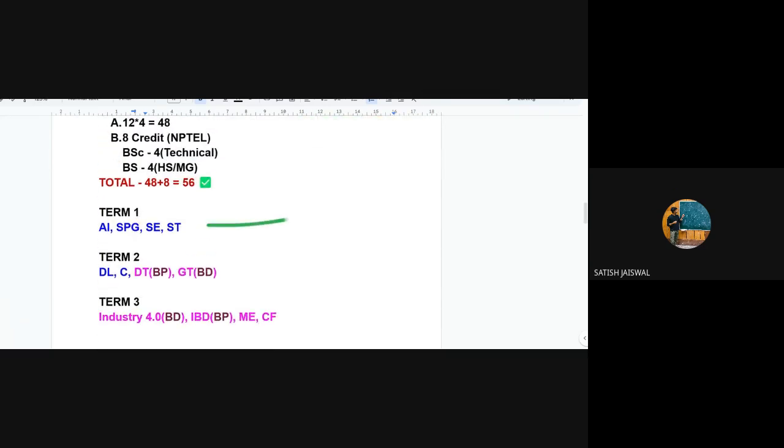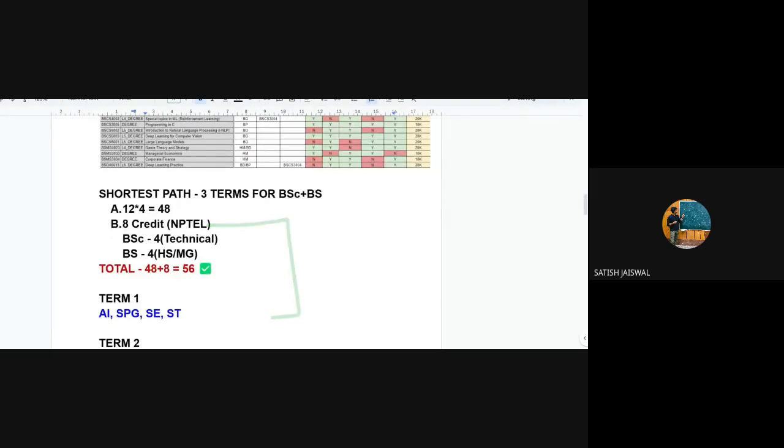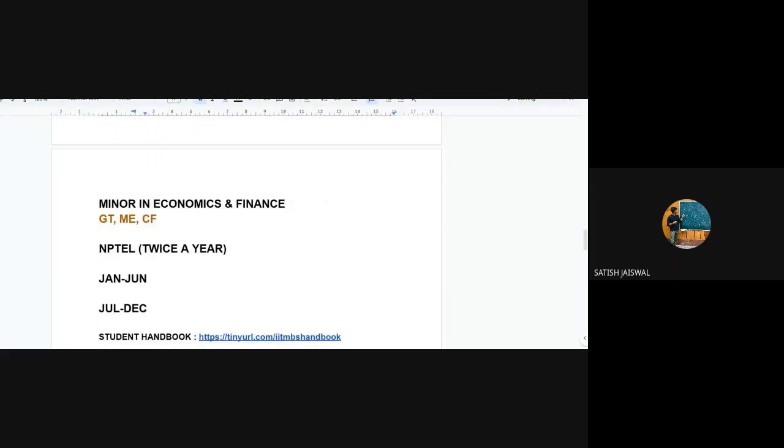So this was the shortest path by which you can complete the BSc and the BS levels. There is one more thing that I would like to mention specifically. There is something called a minor in economics and finance. This was introduced in the last term, along with your BS degree.